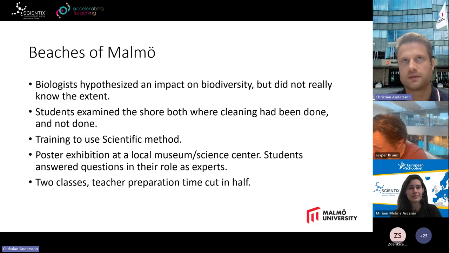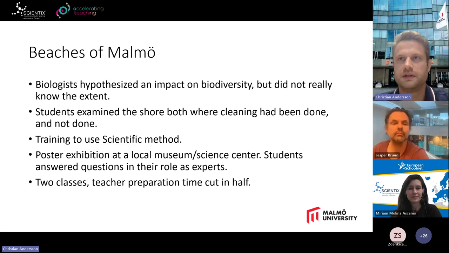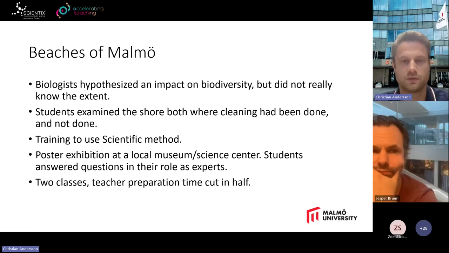And they presented their results at a local science center in Malmö that was open to the public. So when they did that poster exhibition, they presented their results and the researchers came there, very curious about the findings. Teachers and parents, of course, came too, but also the general public. So the students held that exhibition in the role of experts. They knew more than anyone else about this. So that, of course, built some confidence and proudness among the students.